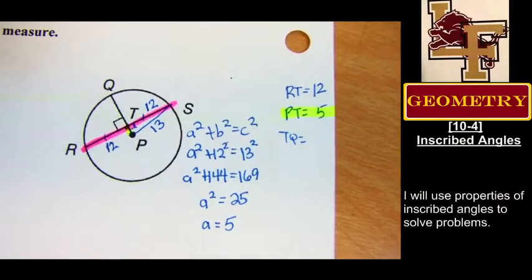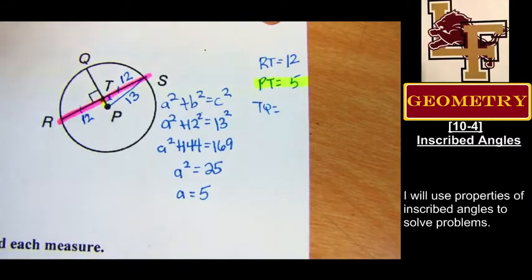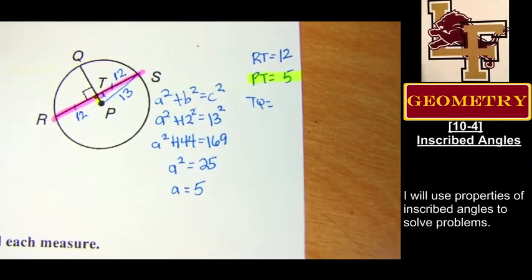When last we left off, we figured that RT was half of the chord, because the chord got chopped in half by our radius. We also discovered the measurement of PT, that tiny little piece between the center and the chord. We used the Pythagorean theorem, and I showed you the power of having the triple memorized so that I wouldn't have to go through all of that theorem. And so we're going to finish off by figuring out what TQ is.